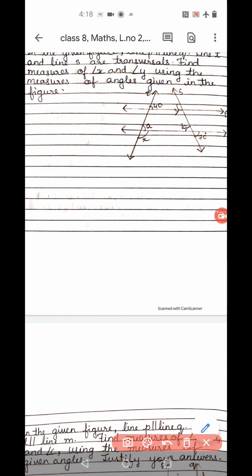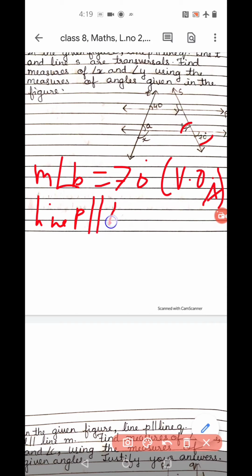Next, let us find out the answer to Y. Now we know that measure angle B, which we have taken, is equal to 70 degrees. Why 70 degrees? Because this is 70 degrees and B will also be 70 degrees because they are vertically opposite angles. Now here also we know that line P is parallel to line Q. So we write line P parallel to line Q, and here we take S as the transversal.